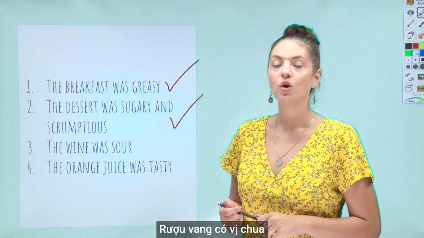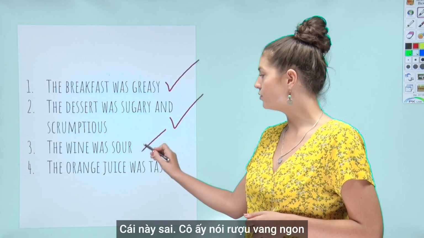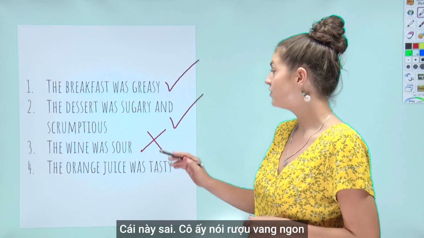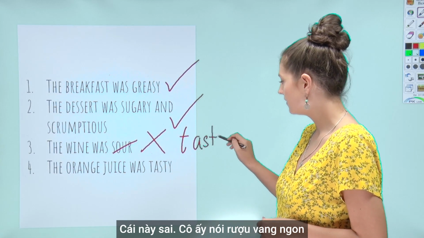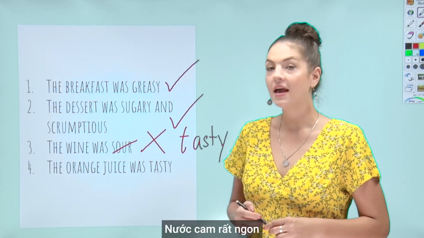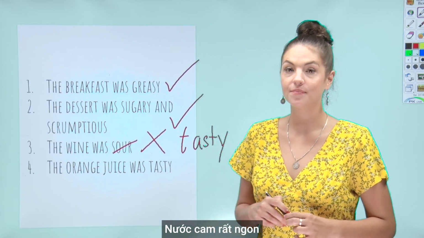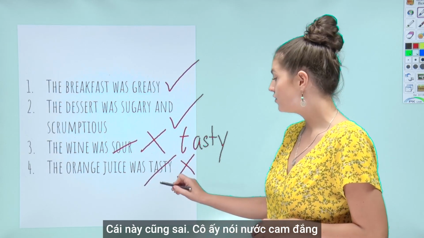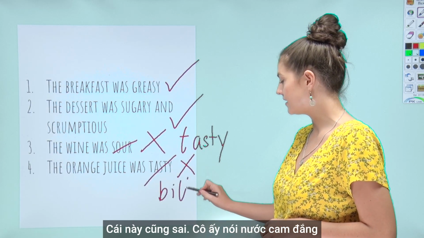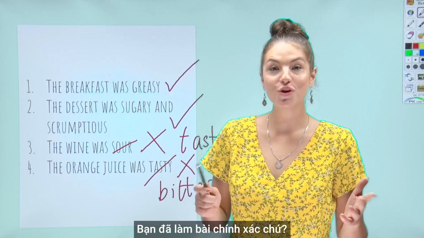Number 3. The wine was sour. This is false. She said the wine was tasty. And number 4. The orange juice was tasty. This is false too. She said the orange juice was bitter. Did you manage to get them all correct?